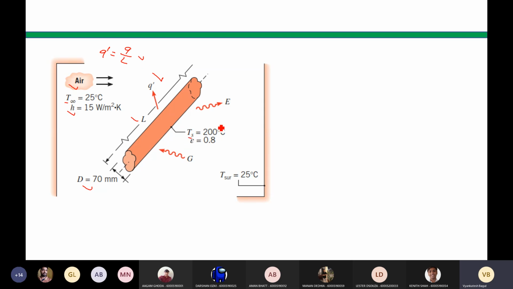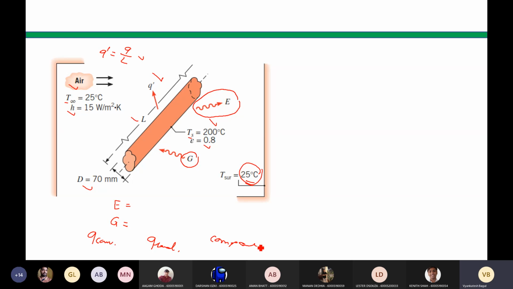Then the surface temperature of the tube is 200 degrees centigrade, emissivity is 0.8, and then this symbol E is important, the emission which is coming out from the surface, so the emissive power of the surface, and this G which is the irradiation, the total incident radiation falling on the surface, and then the surrounding which is at the same temperature, 25 degrees centigrade. Before some time I explained this part, right? Now use the formulas which we have already talked about and find out what is emissive power E, then irradiation G, then Q convection, Q radiation, and then compare.